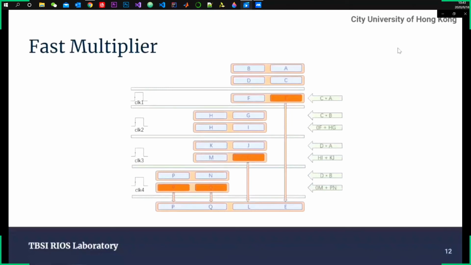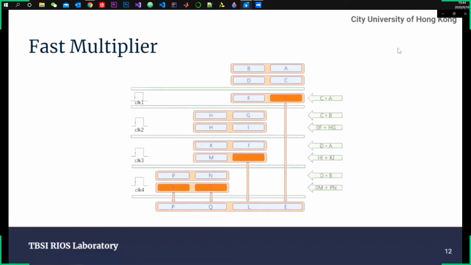Our first task at TBSI is to read the source code and optimize the multiplier. Below is the schematic of the fast multiplier. So first, we break each 32-bit operand into 2 16-bit partial operands. Then we do the 16-bit multiplications one by one and add them up. For example, we break operand 1 into A and B, and operand 2 into C and D.